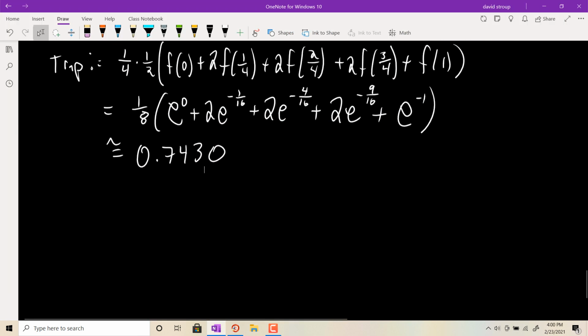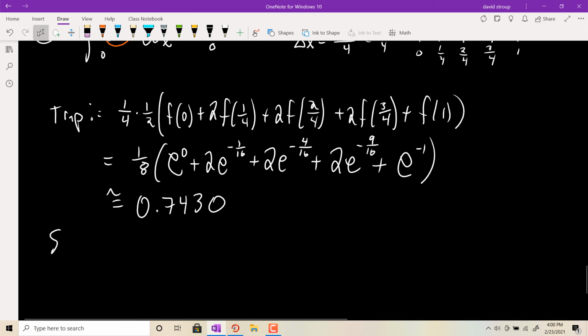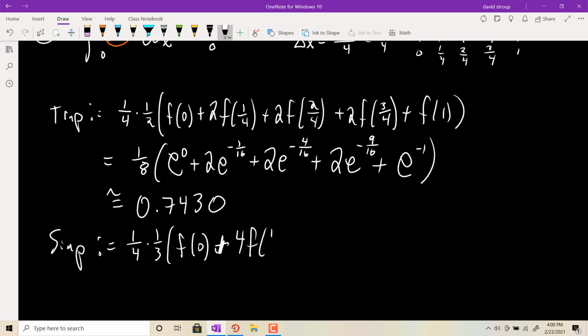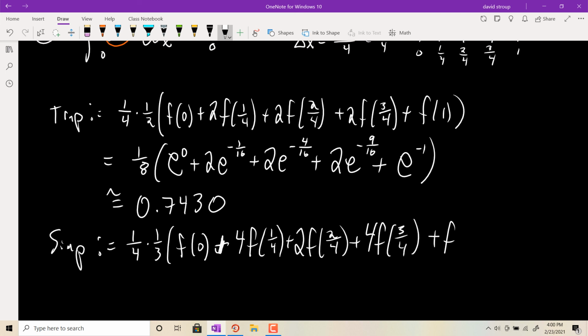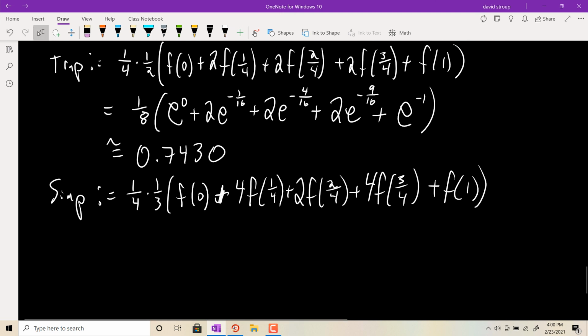Let's look at the Simpson's version. So this time it's change in x over 3. And then the pattern is 1, 4, 2, 4, 1. Right? So we have f of 0 plus 4 f of 1/4 plus 2 f of 2/4 plus 4 f of 3/4 plus f of 1. Okay. And of course, we have basically the same kind of formula, 1/12.